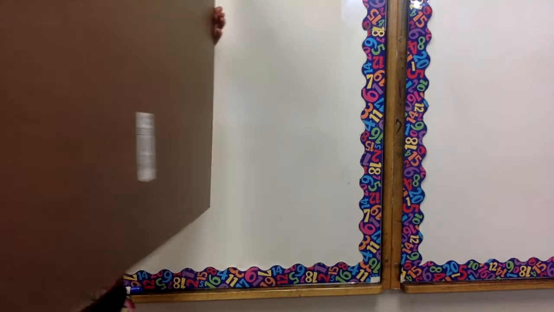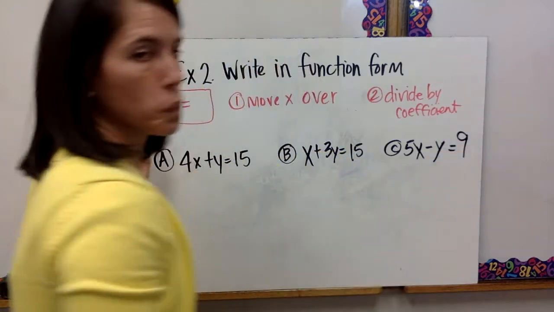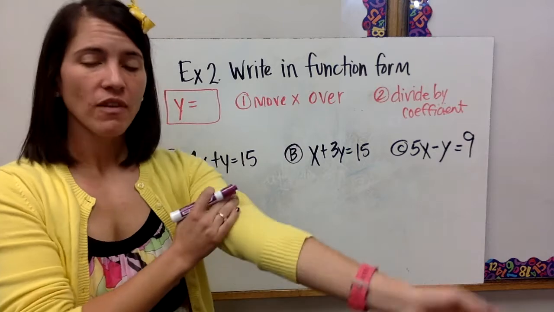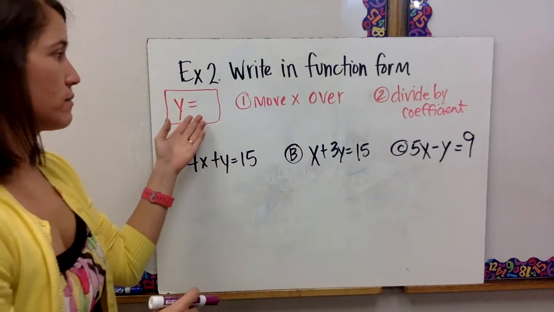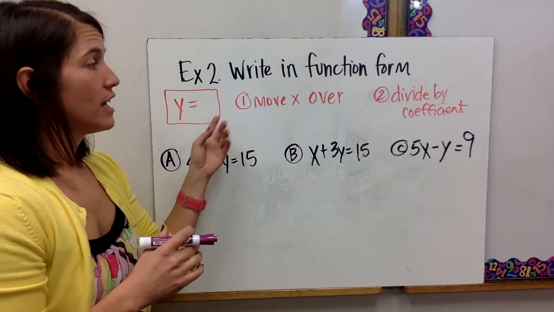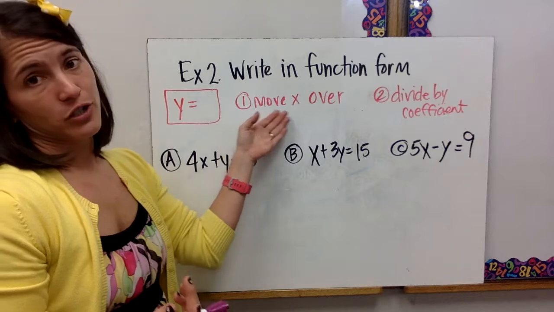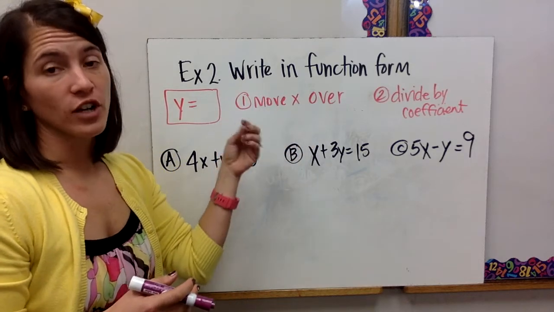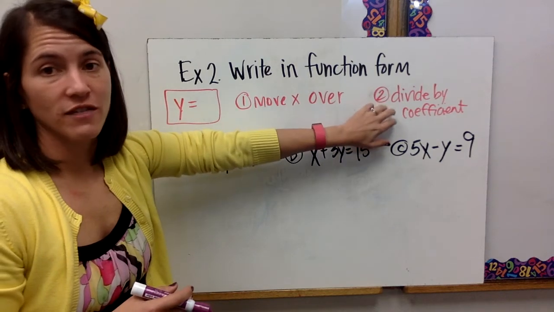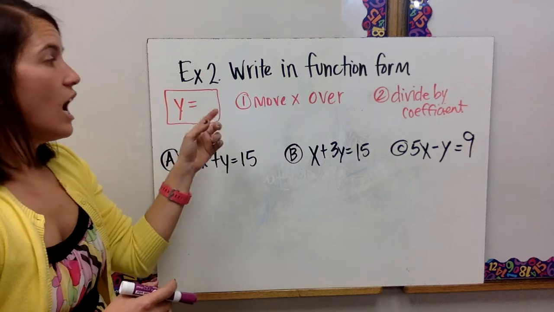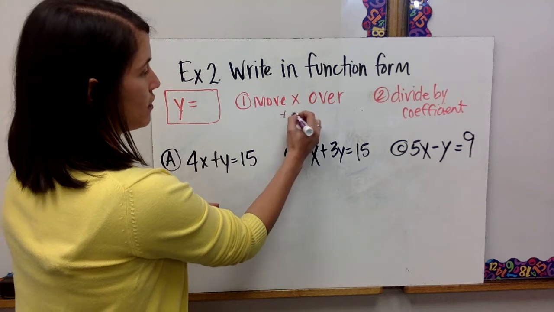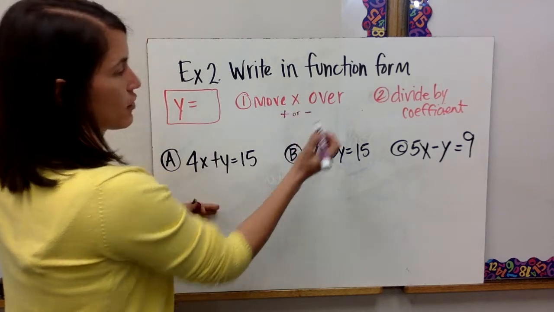All right, example 2. Write in function form. So, function form is always going to start with y equals. That's what our goal is, y equals. To get y by itself, we want to isolate y. Here are just a few steps. The first thing you want to do is move x over. Whatever the term is for x, you want to move it over. And then if y has a coefficient, you want to divide by the coefficient. Now, to move x across the equal sign, you're going to either add or subtract.